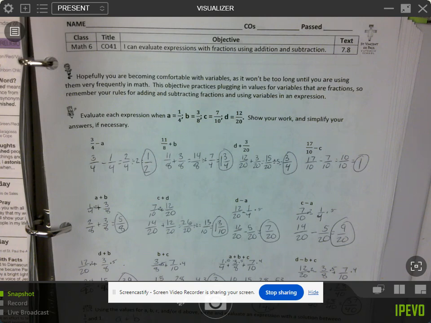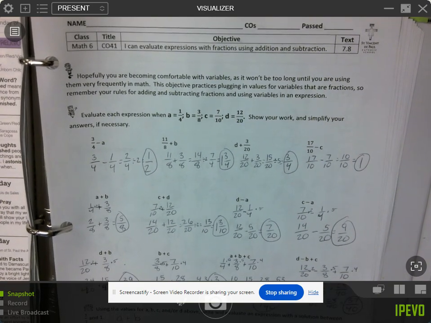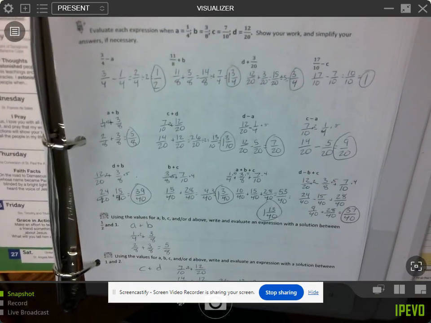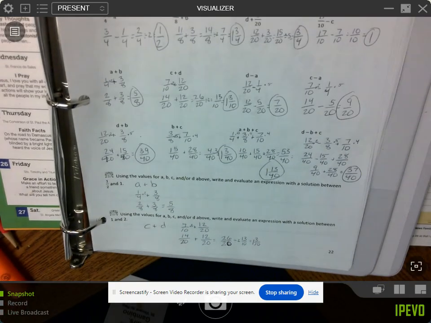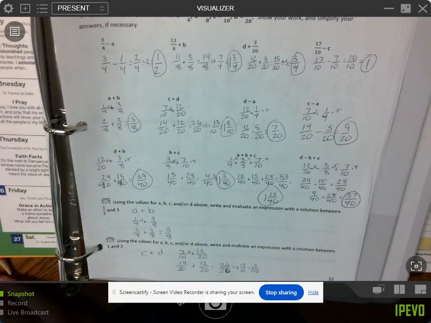Morning. Today we are correcting CO41. So we did some of this together, putting those fractions in for our variables. We needed to remember the rules of adding and subtracting fractions. So the first thing we did was we put our value in for the variable.